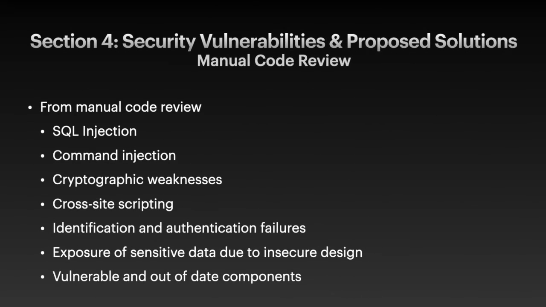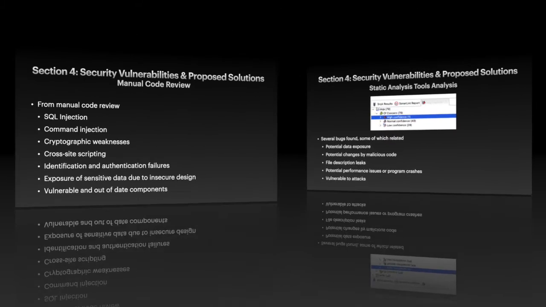Finally, I would like to briefly discuss some of the findings during testing for vulnerabilities. From manual code review, there were a lot of vulnerabilities found in the application that the report highlights. A lot of these relate to some of the high risks and CWEs highlighted by OWASP in 2021. These vulnerabilities were in areas such as SQL injection, command injection, cryptographic weaknesses, cross-site scripting, identification and authentication failures, exposure to sensitive data due to it being an insecure design, and vulnerable and out-of-date components being used. All the findings were given recommendations and solutions to secure these aspects in the report.